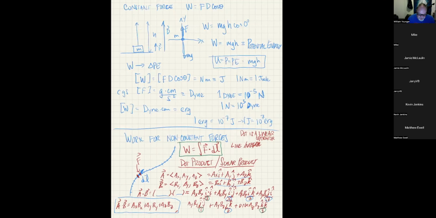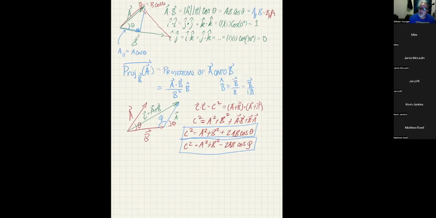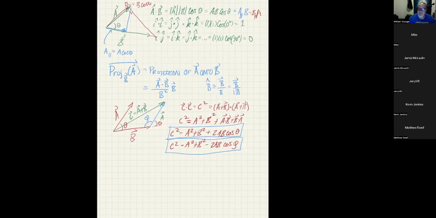Now I want to show you an example of work equals the integral of F dot dL. So let's do it for a force that's not constant. In this case, I'm going to say work is equal to the integral of F dot dL. And I'm going to introduce you to something called Hooke's law.